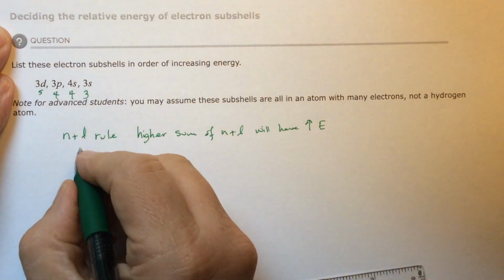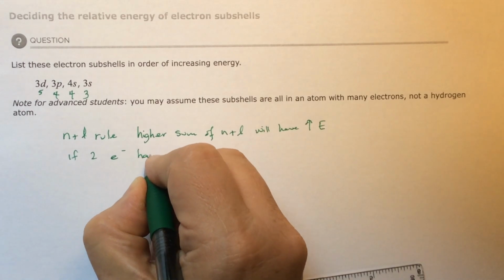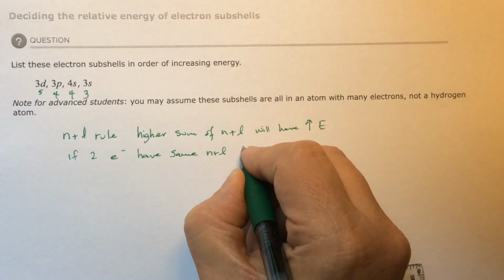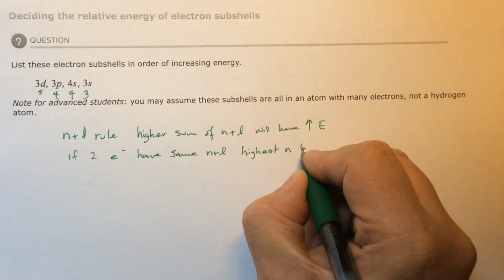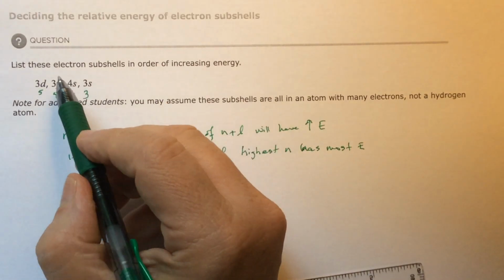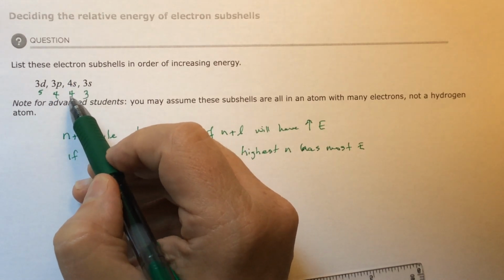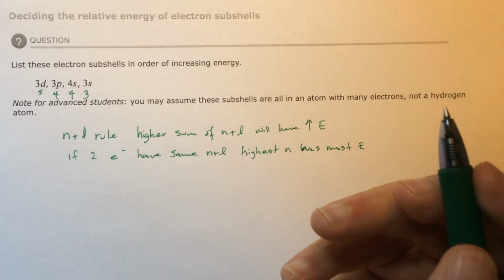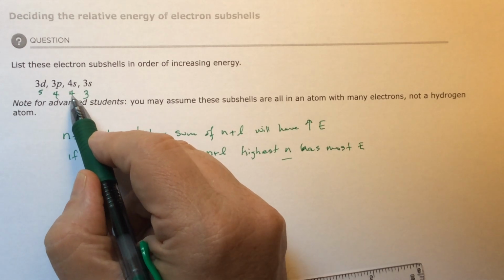The rule is, if two subshells have the same N plus L, the highest N has the most energy. That means 3P has an N plus L of 4, 4S has an N plus L of 4, but the 4 has the highest N number. The highest N number would be 4S, so it's going to have the higher energy.